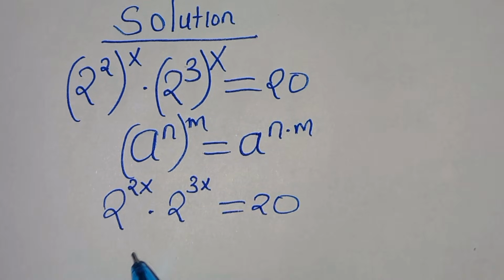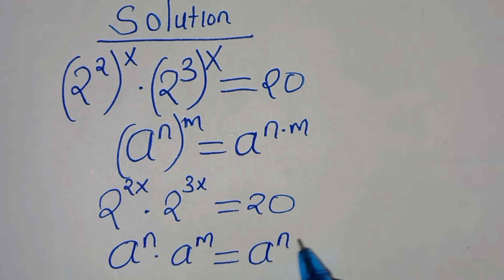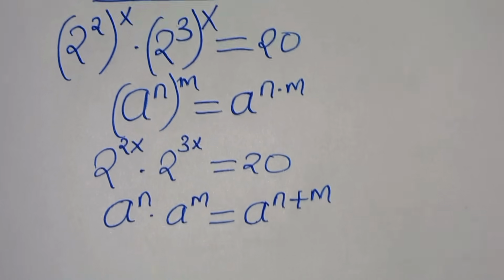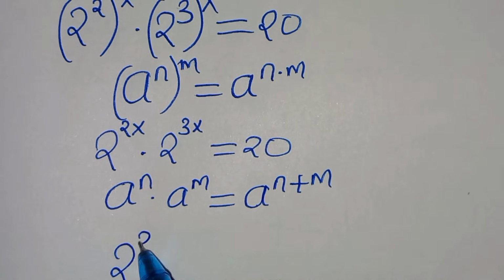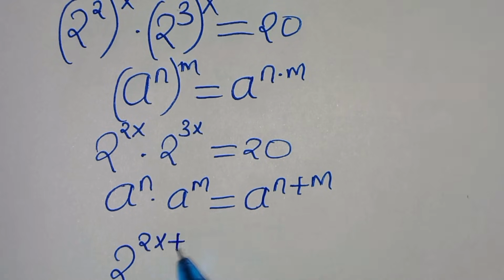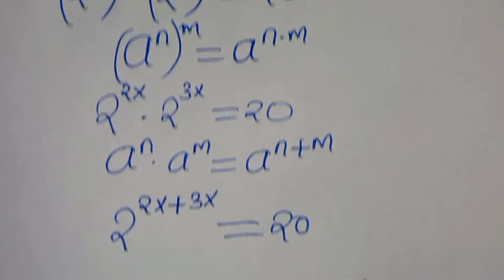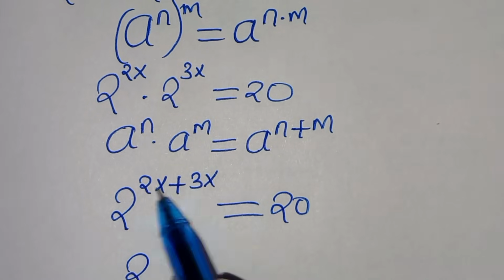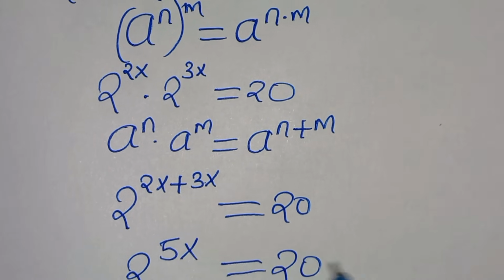This is in the form of a to the power of n times a to the power of m, which we can express as a to the power of n plus m. Applying this exponent property, then we have 2 to the power of 2x plus 3x, which is 2 to the power of 5x. This is equal to 20.